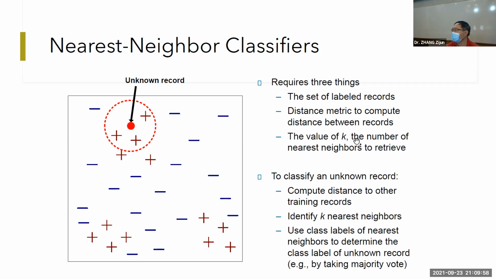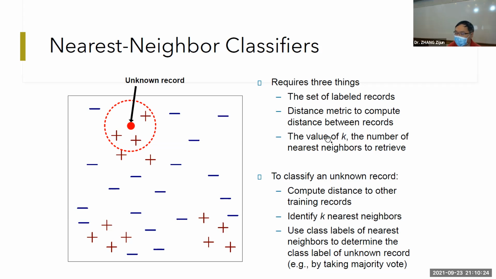It should be an odd number, okay? It cannot be an even number, otherwise you cannot make a decision, right? For example, you set k equal to 4, then 2 votes for positive and another 2 votes for negative. That's a waste of time, right? So you consider 3, 5, 7, 9, 11, such kinds of odd numbers. You will always get a winner, okay?